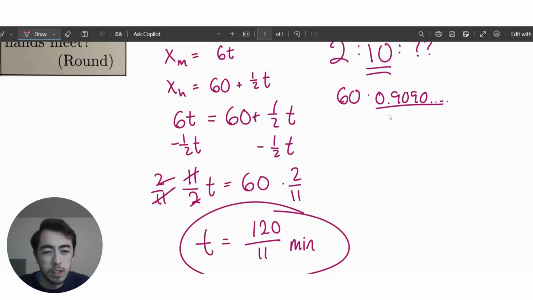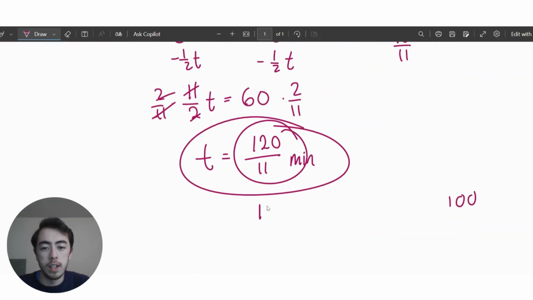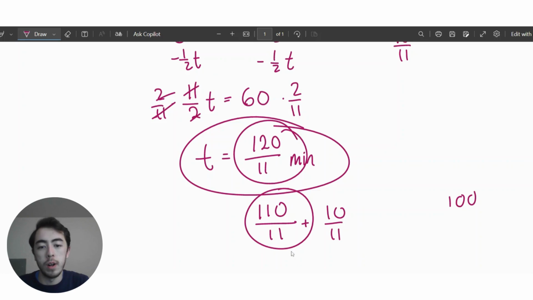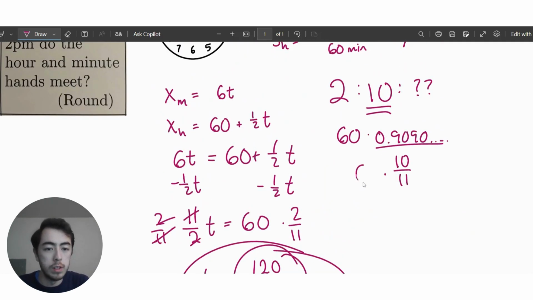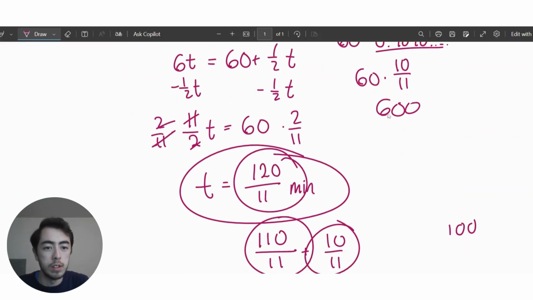This one is going to be, I think that's 11 twelfths. And no, wait, sorry. What is that? 10 elevenths? Yeah, that makes sense. Because if I do this division over here, I can see that I have 110 elevenths and 10 more elevenths. This is the part that created my 10 minutes, and this is the part that I have left over. So if I do 60 times 10 elevenths, again, this is the fraction of a minute that I had on the clock that I want to convert to seconds. That's going to be 600 over 11.